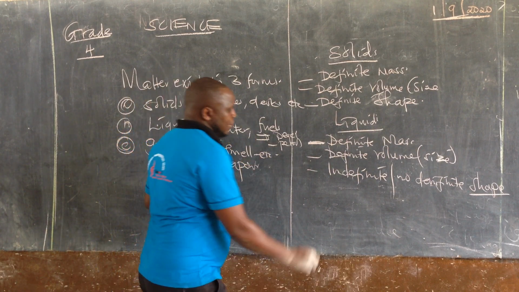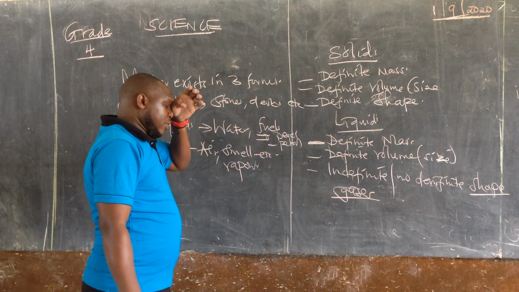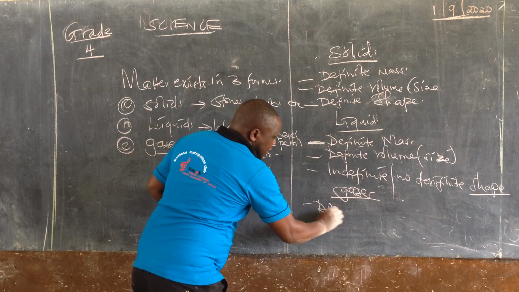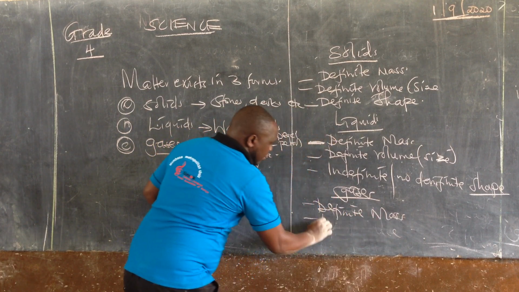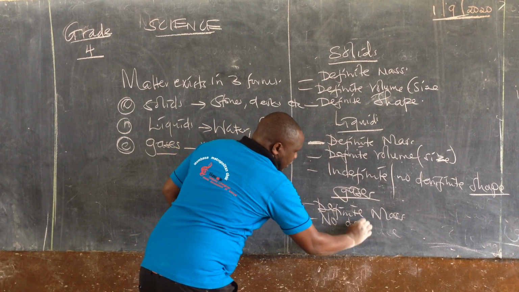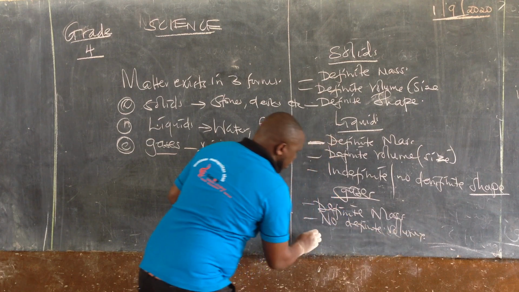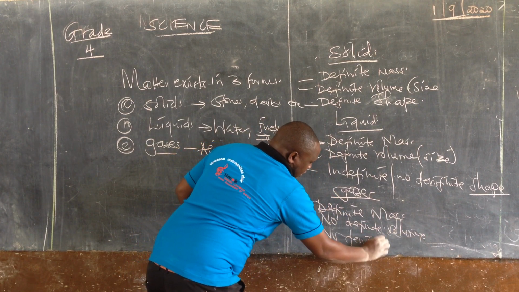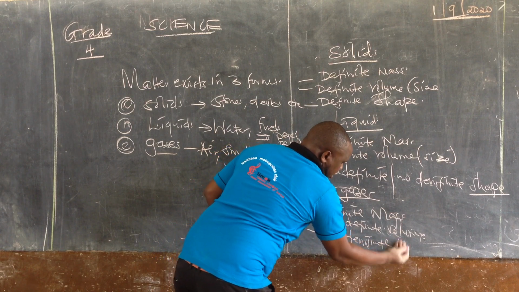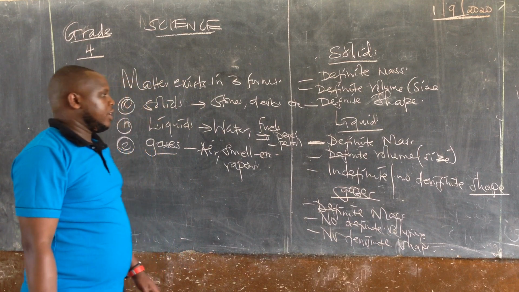And lastly, we talked about gases, whereby we say gases have only definite mass. They have no definite volume and no definite shape.